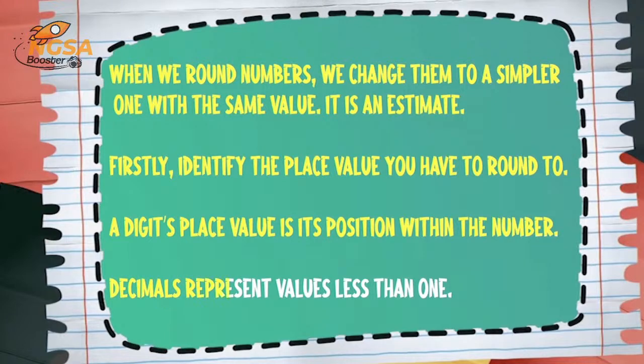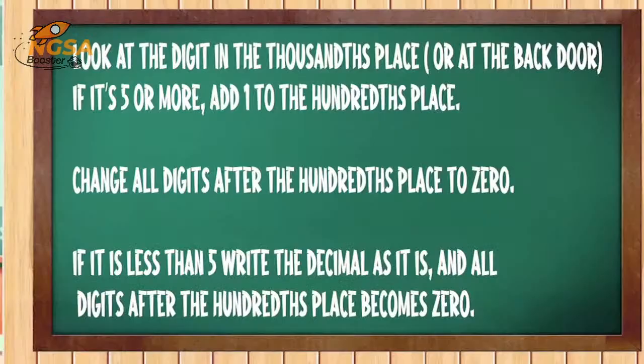Decimals represent values that are less than 1. When rounding decimal numbers to the nearest hundredths, we look at the digit in the thousandths place, or as I like to say, the digit hitting on the back door.